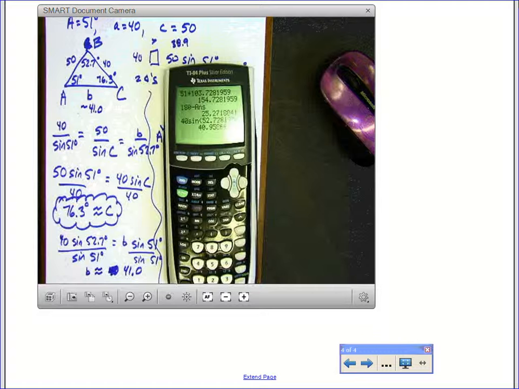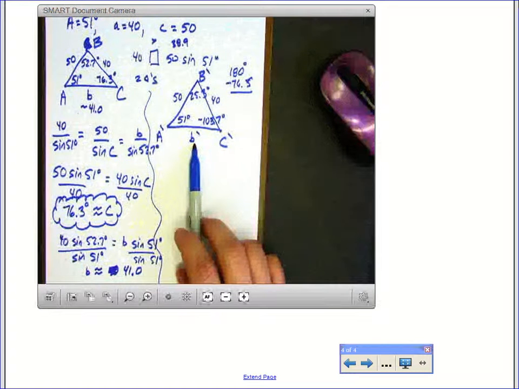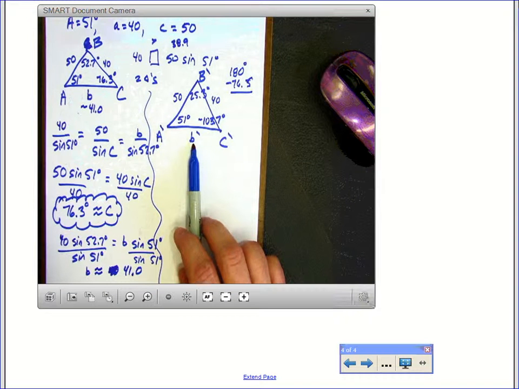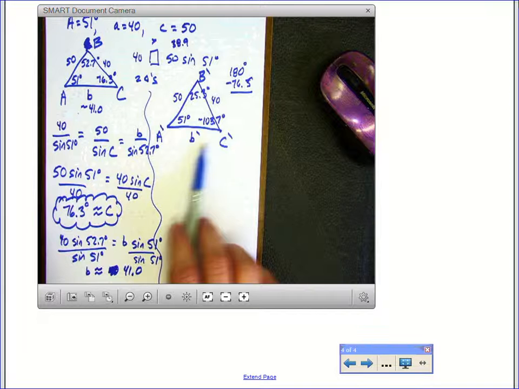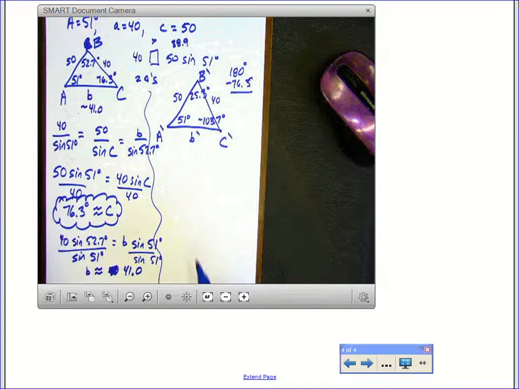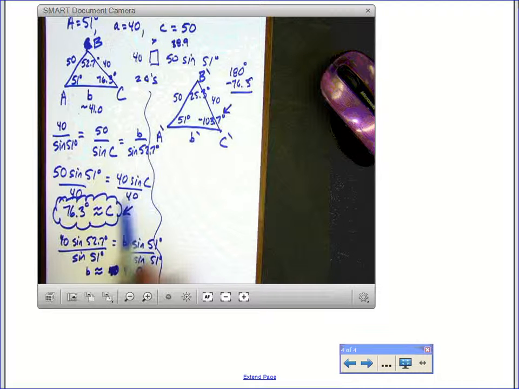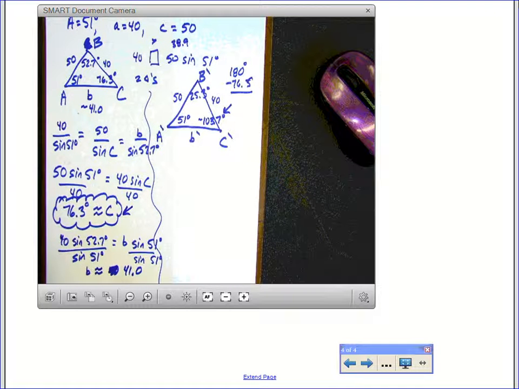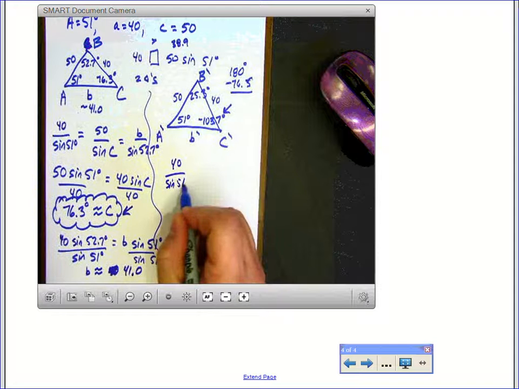Now I've got to find little b prime. Can we set up some kind of law of sines ratios for this triangle? Notice the two triangles are different, and that's why I divide them up. The only connection we make between the two triangles is the angle C's. You're going to subtract this one from 180 to get this one. That's the only connection. So we're going to use the A ratio again: 40 over sine 51 equals.